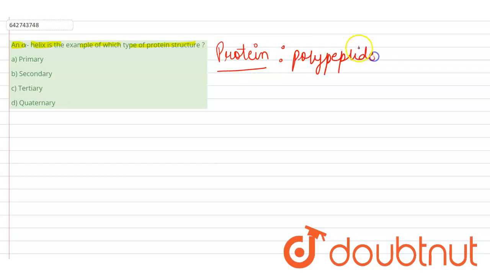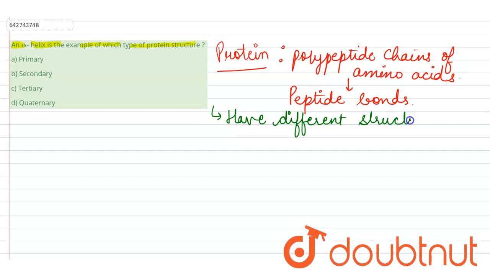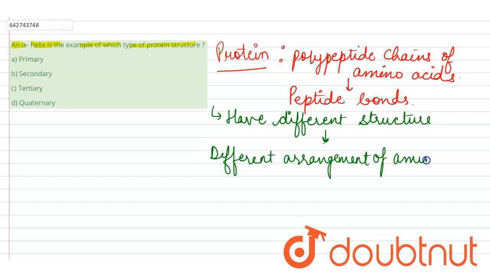These amino acids are held together in a protein by peptide bonds. So there are tight bonds present between two successive amino acids in proteins. Different proteins have different structures, which is because of the different arrangement of amino acids.